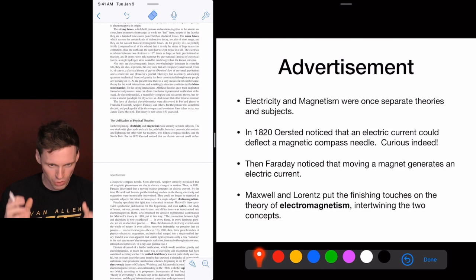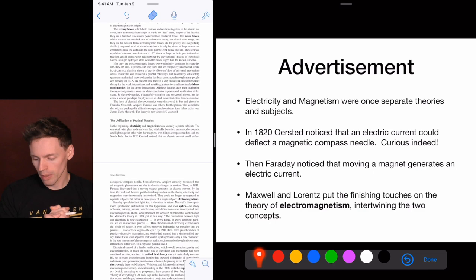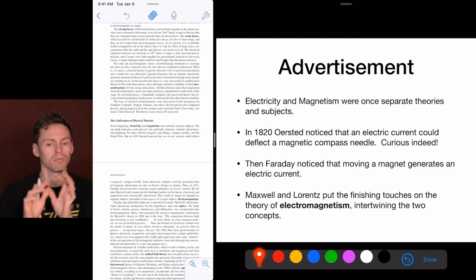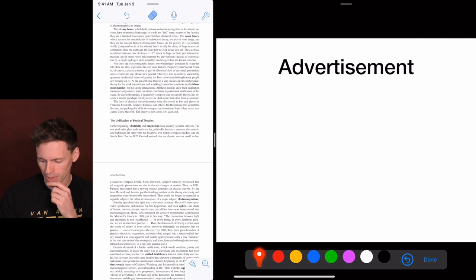Electricity and magnetism were once separate theories and subjects. In 1820, Oersted noticed that an electric current could deflect a magnetic compass needle, and that was interesting. Then Faraday noticed that a moving magnet could generate an electric current. Maxwell and Lorentz put this all together into the theory of electromagnetism, which combined the two topics. Obviously, we're glossing over a lot of details here.